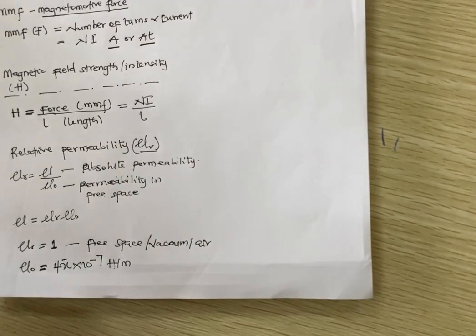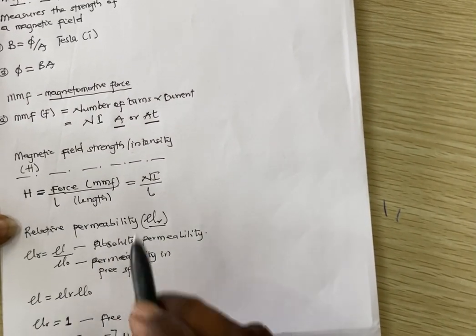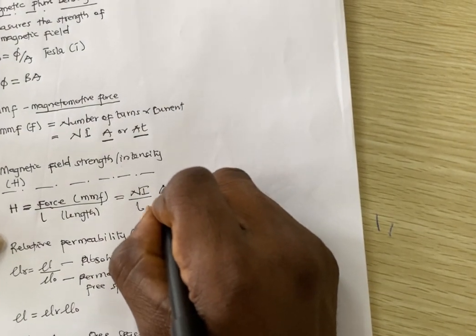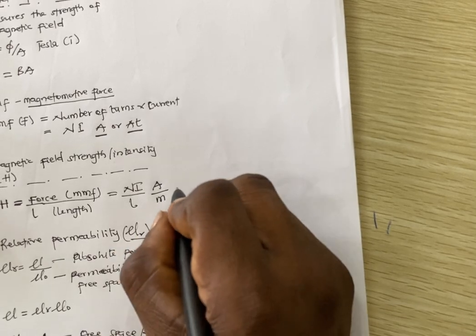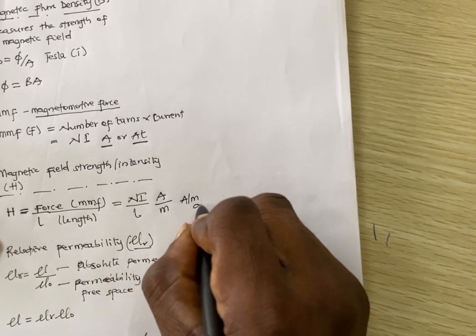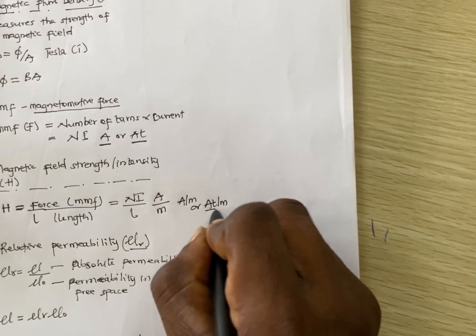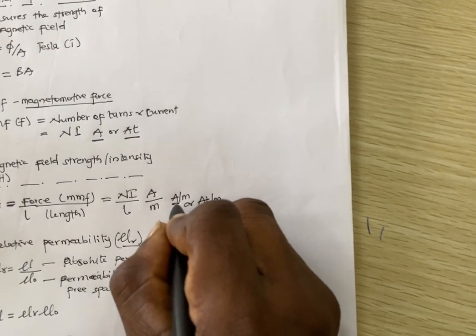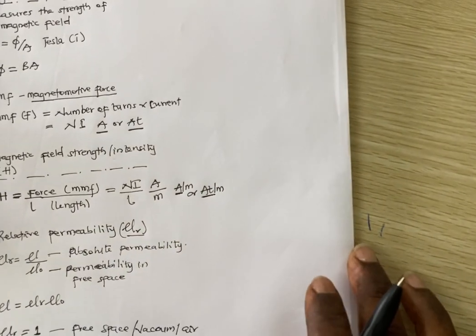Sorry, I forgot to talk about the units for the magnetic field strength. If we are using amperes for the force, this will be amperes per meter, and therefore the unit for this is ampere per meter or ampere turns per meter, depending on whether we choose amperes for force or ampere turns for force.